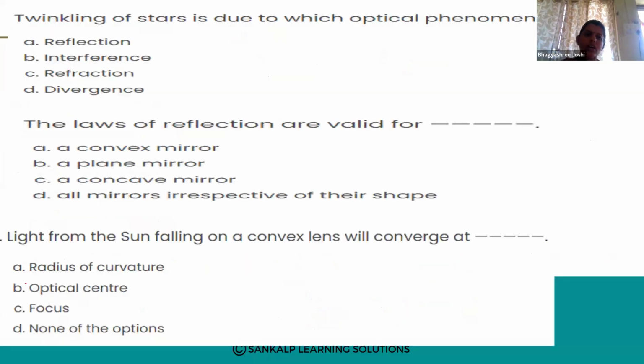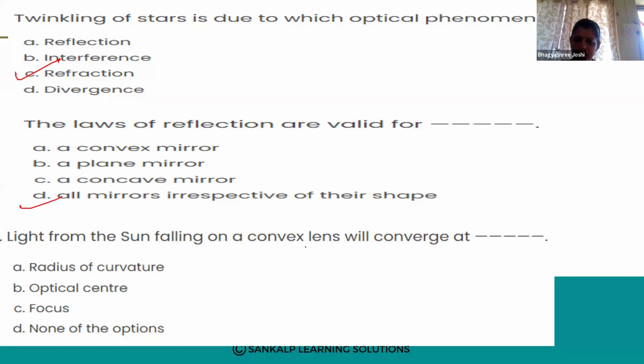Now, twinkling of stars. Twinkling of stars is due to which optical phenomenon? Whether it is reflection, interference, refraction, or divergence. So this is refraction. The laws of reflection are valid for a convex mirror, plane mirror, concave mirror, all mirrors irrespective of their shape. So this is all mirrors irrespective of their shape.